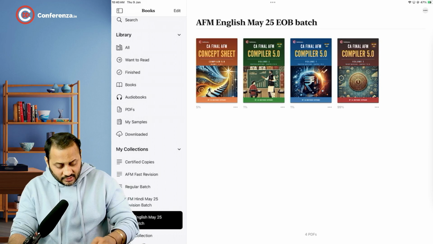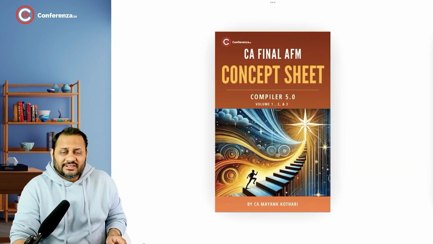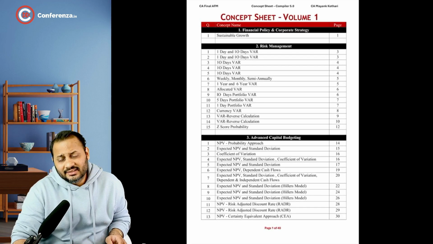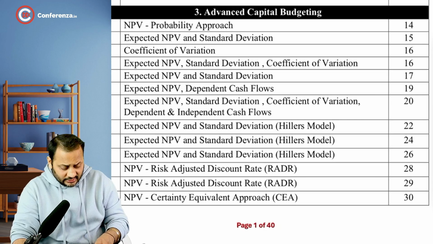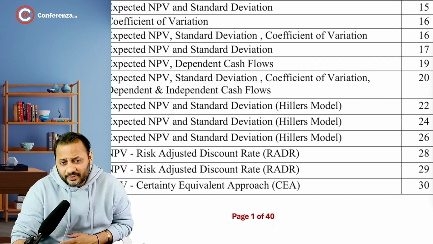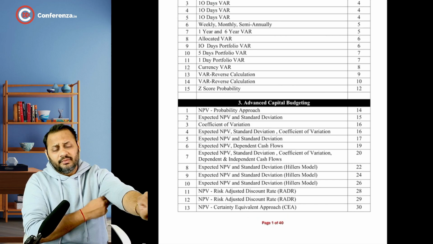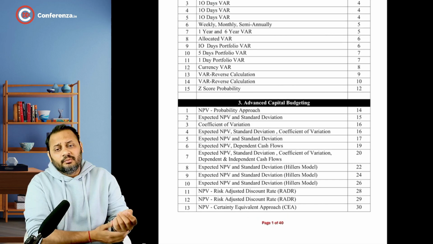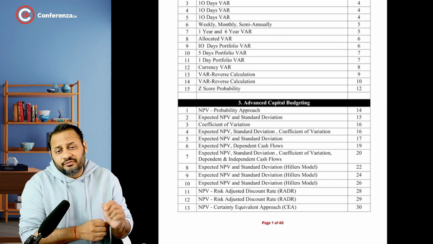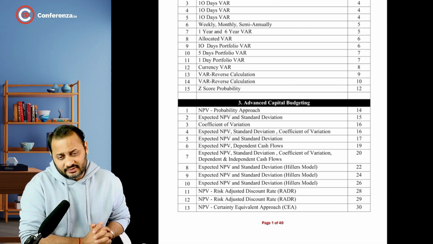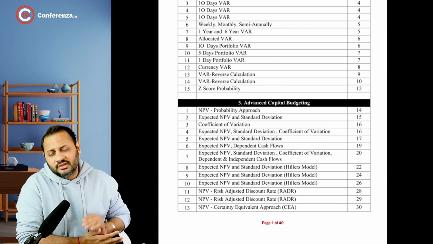So how exactly are we going to deal with it, and whether we are going to cover all the concepts or not, let's discuss. You are also going to get this concept sheet along with the compilers. It is around 40 pages, and it represents the number of questions and the concepts on which those questions are there in the rest of the 3 volumes.